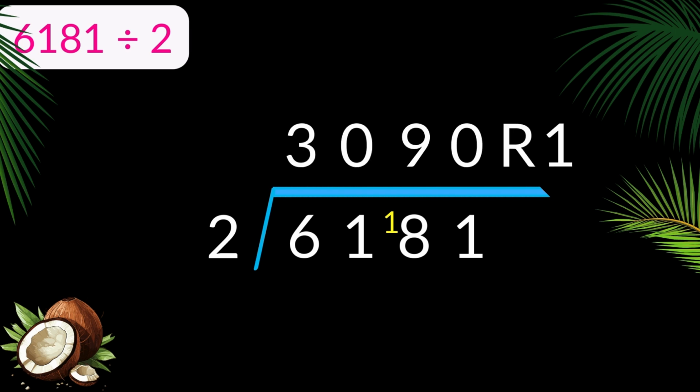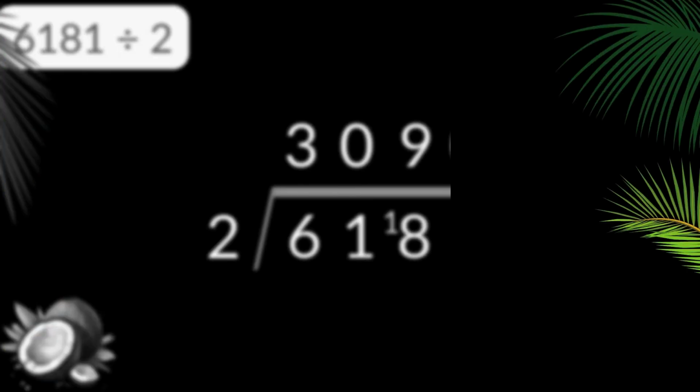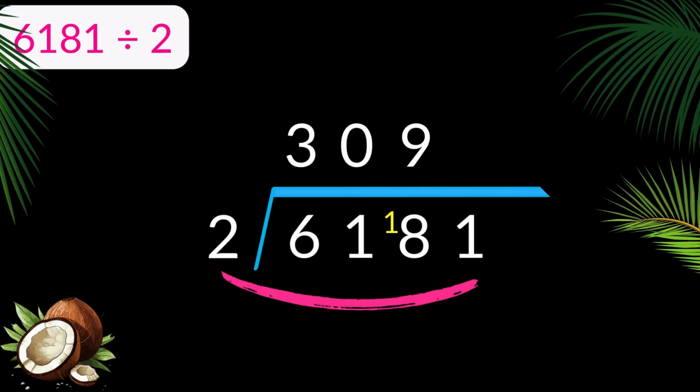Did you get the same? Wait! I hear some of you saying 309 remainder 1. Let's double check that tricky last step. How many times does 2 fit into 1? Nope. It doesn't fit at all. So, what do we do? We write 0 on the roof above the 1.